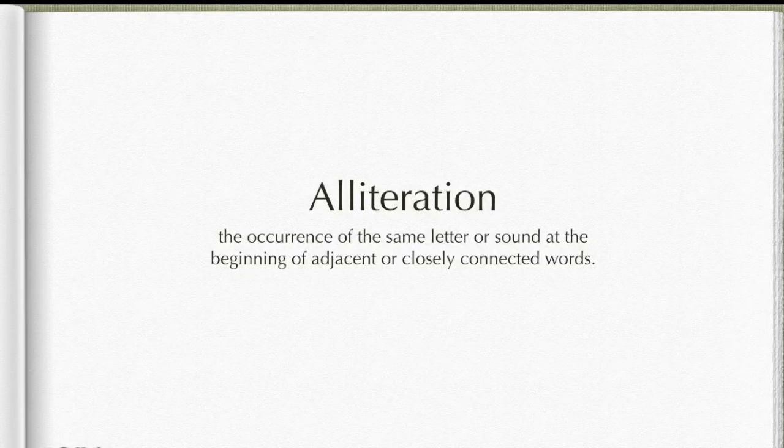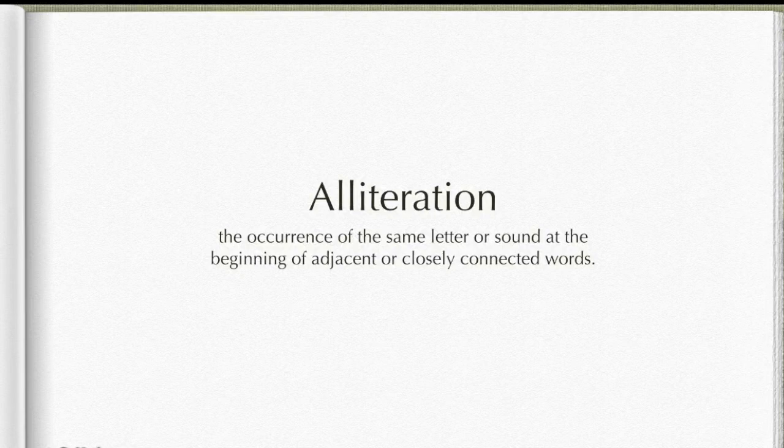Alliteration may be probably one of the more famous ideas of sound repetition. It's the occurrence of the same letter or sound at the beginning of adjacent or closely connected words. So even in the statement here, we see "closely connected." That's an example of alliteration because both words begin with the k sound. Again, it's not the letter that necessarily makes it alliteration, it's the sound. So you may have something like a colorful kite. Even though colorful begins with a C, kite begins with a K, it's the k sound, colorful kite. And it's the beginning sounds of those words that makes this alliteration.